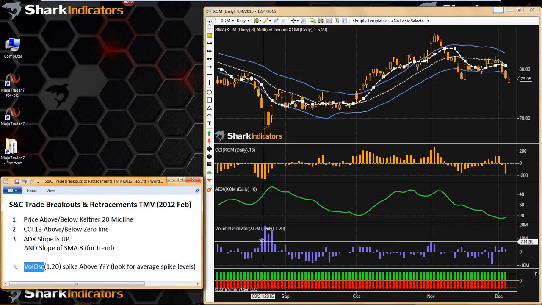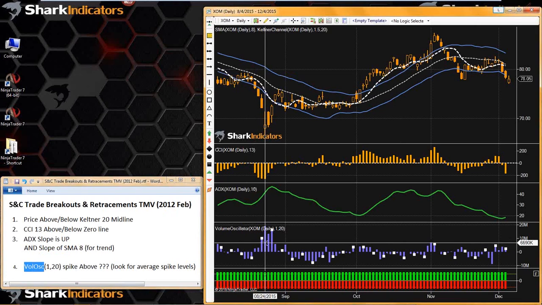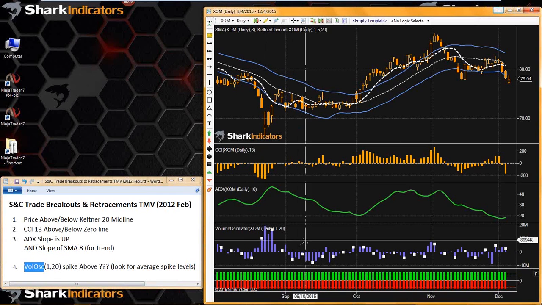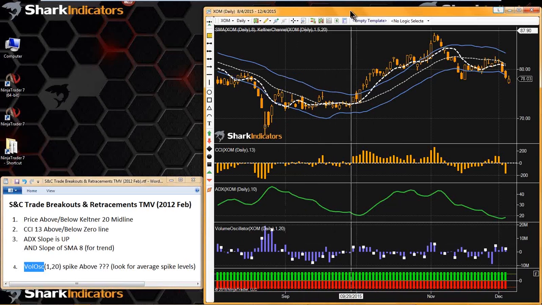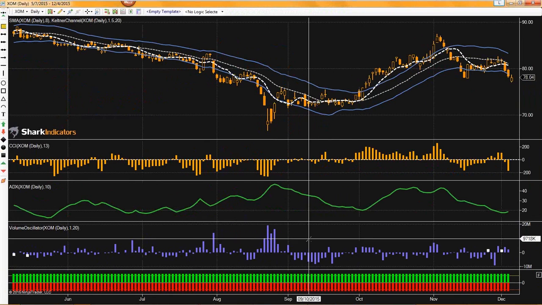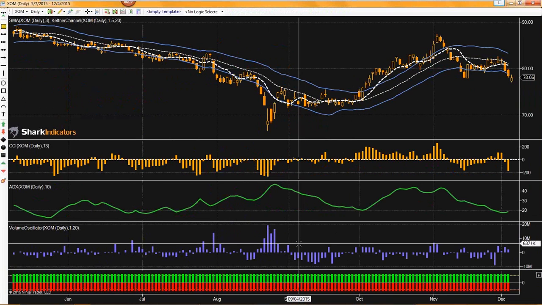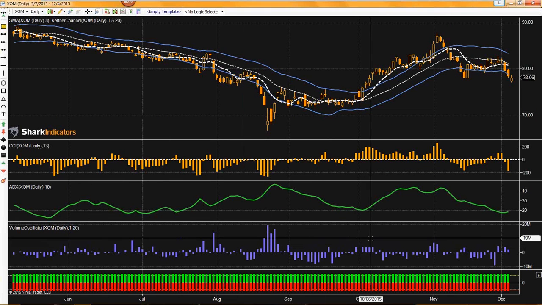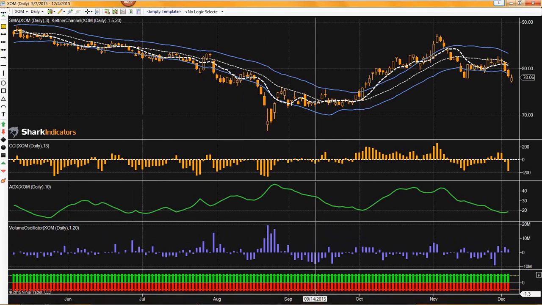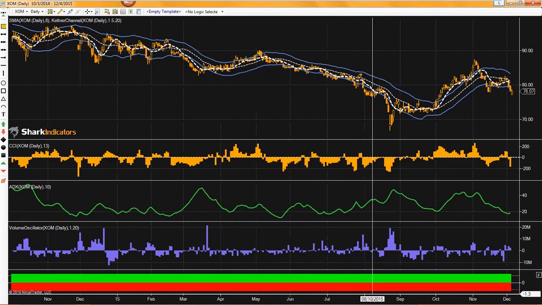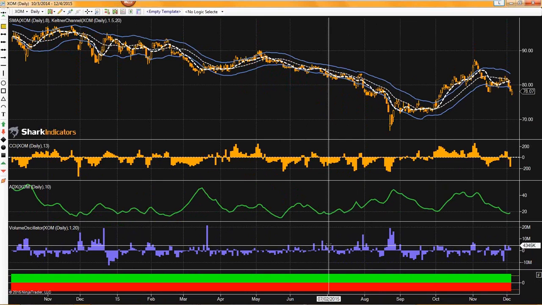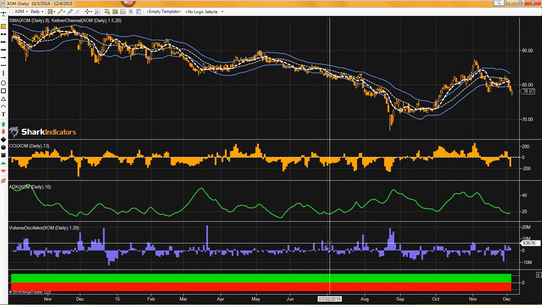With the volume oscillator, they're looking for spikes in volume, and the spikes were a little subjective. So you just kind of have to take a look through a couple of years of data, and eyeball what you consider to be these spikes in volume here. So let's come up with something. We'll get back to this later.